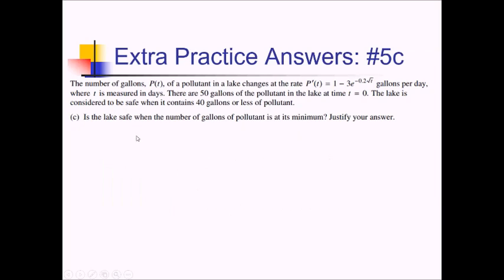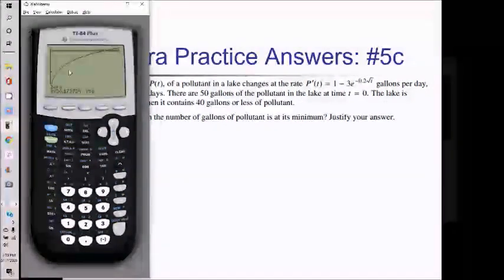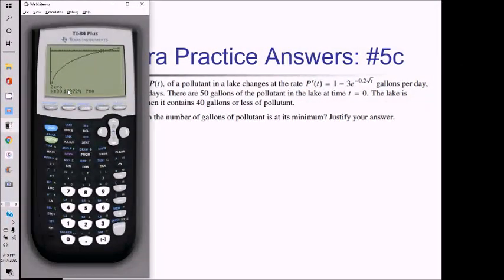On this part of the problem, they're asking if the lake is safe when the number of gallons of pollutant is at its minimum, and to justify the answer. Well, we found the time in part B where we were at the minimum. Going back to my calculator, that was this 30.174 time, which I'm actually going to store as the value a. So let me press store and alpha a. There we go. I already labeled it as a in part B, but now I'm going to store it as a on my calculator as well.